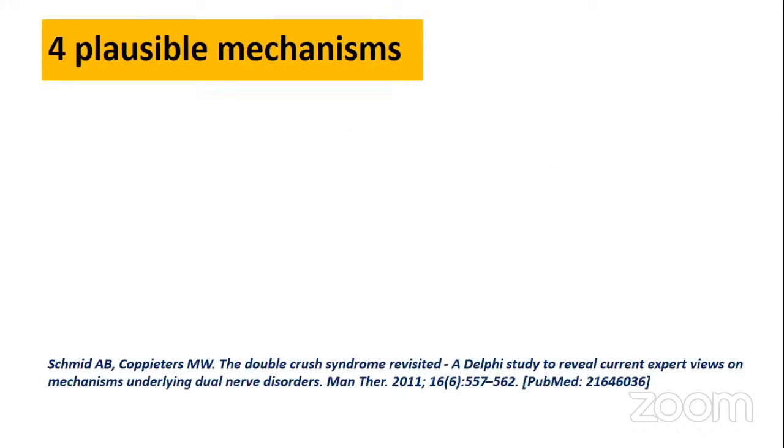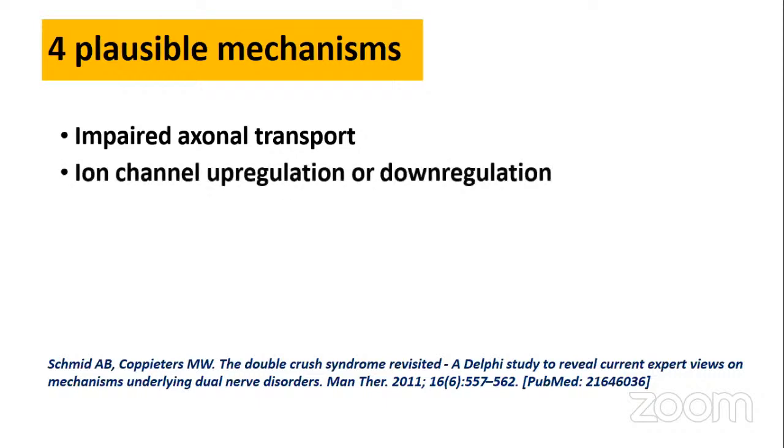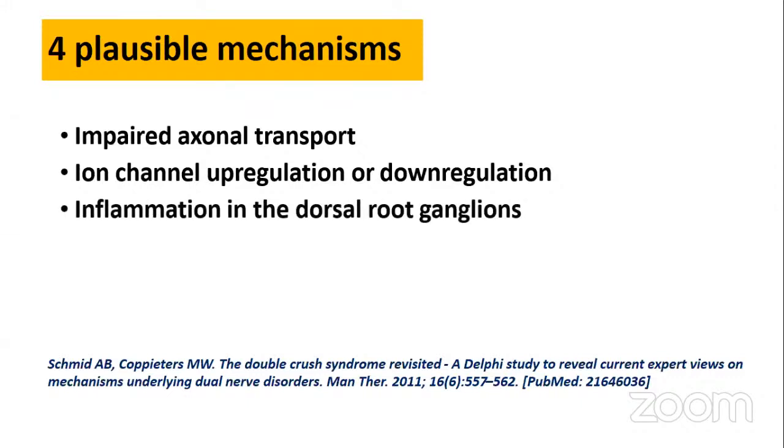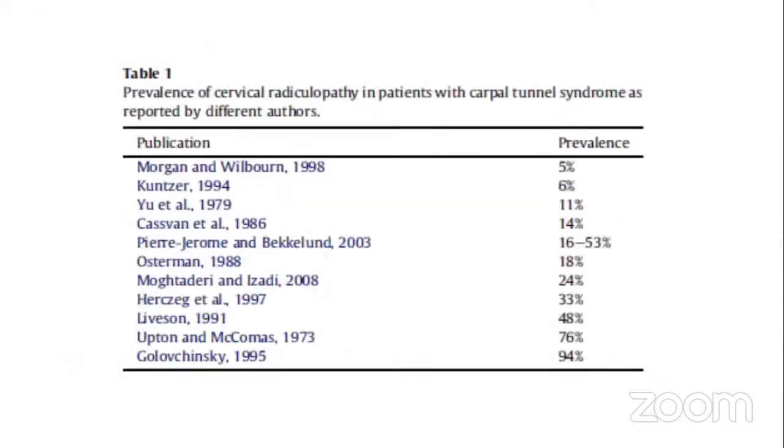The mechanisms which I told you earlier, this group had a major panel to study these double crush syndromes. They came out with almost 18 mechanisms, but four were chosen finally. One is impaired axonal transport from proximal to distal, and they said ion channel upregulation or downregulation could be one of the things. Inflammation in the dorsal root ganglia is another thing they found could be a cause for this double crush, or a neuroma in continuity could be there. And these are the ones which actually cause the majority of the double crush syndromes. This was a panel which studied all these common mechanisms.